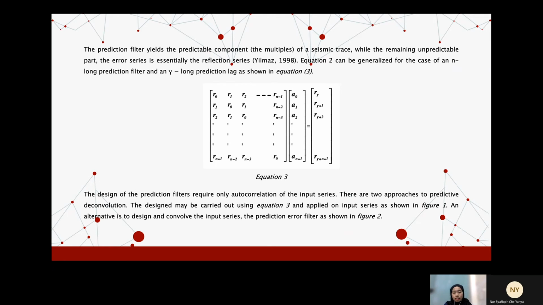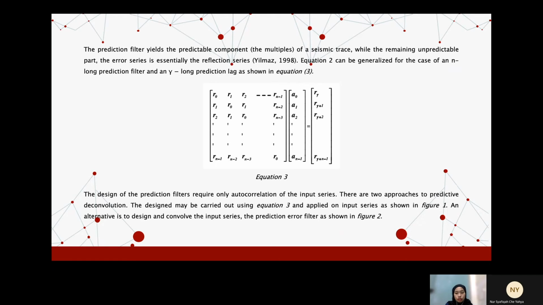The prediction filter yields the predictable component of a seismic trace, while the remaining unpredictable part, the error series, is essentially the reflection series. Equation 2 can be generalized for the case of an n-long prediction filter and α-long prediction lag, as shown in equation 3. The design of the prediction filters requires only autocorrelation of the input series.